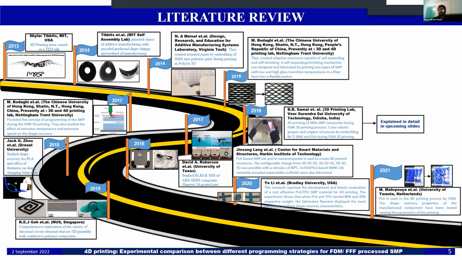In 2020, Ye Li from Bradley University studied the kinetic evaluation for a cost-effective PLA TPU SMP, where they found out that the PLA and TPU composition of around 80 to 20% weight was the best, which showed the best shape recovery. In 2021, recently, Mehrpouya from University of Twente used PLA as a 4D printing material and created some structures, and they studied the effect of different process parameters on the shape morphing behavior.